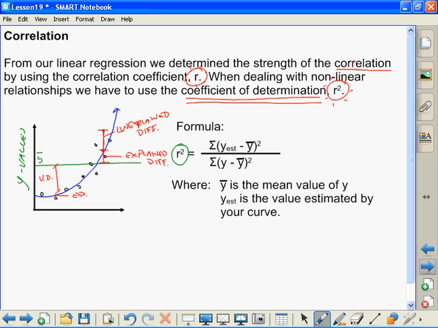It then gets put into this formula, and this is the sum of the explained variation, sum of squares explained, and then this is the sum of the total variation.